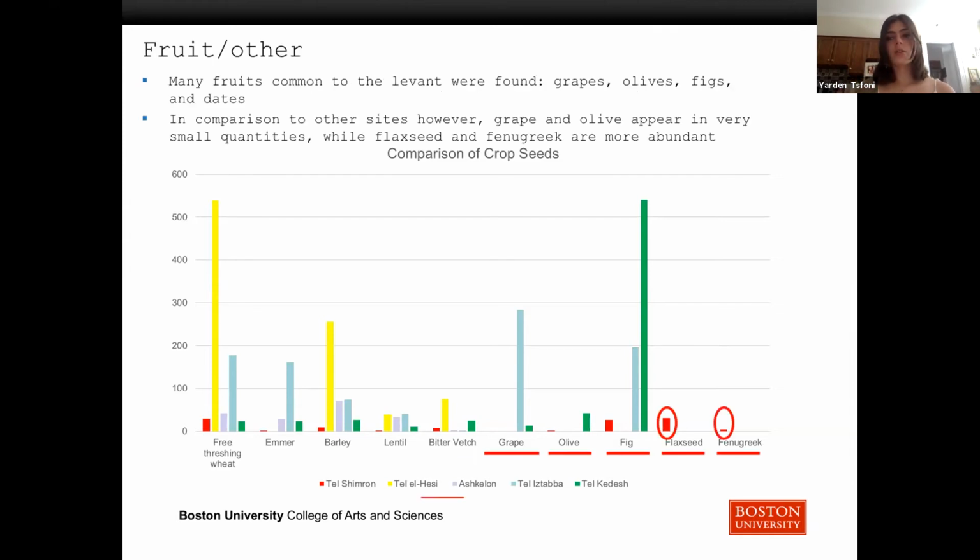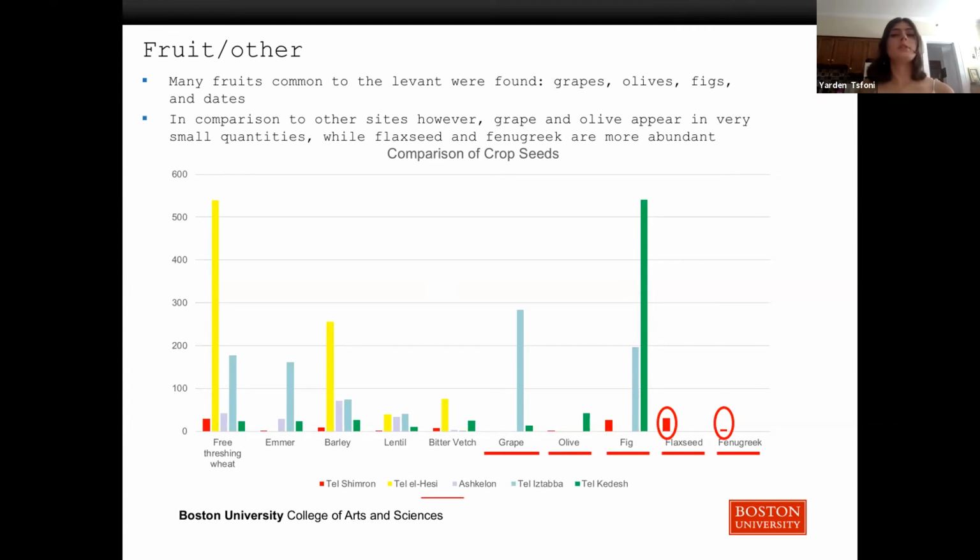And then the last category is the fruit/other category. So many fruits common to the Levant were found: grapes, olive, figs, and dates. The reason you can't really see on the graphs itself that Tel Shimron even has any of those is because the seeds were so fragmented and small, we couldn't even count them, but they're there. The low presence of olive and grape, however, especially in comparison to Eshkelon and Tel Kedish, is interesting. As I explained before, this region saw the replacement of oak woodlands with olive groves and the cultivation of grapevines during the Hellenistic period, which perhaps reveals that grape and olive were not important economic crops here.